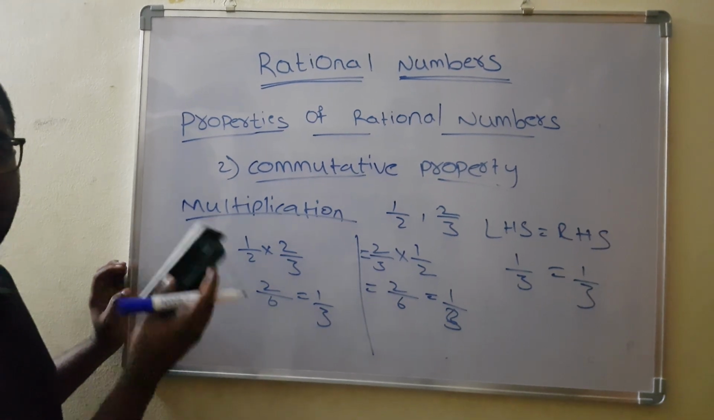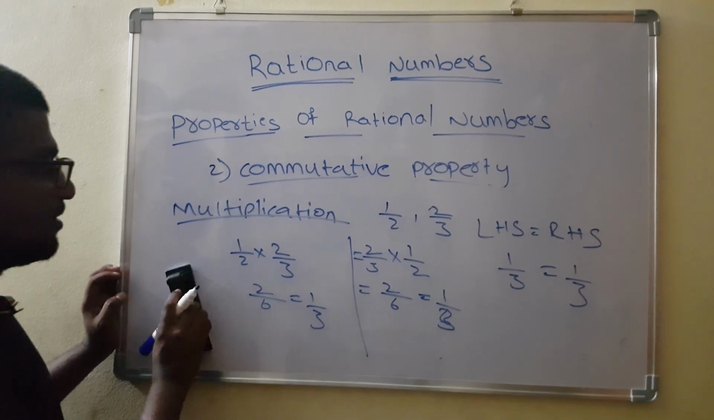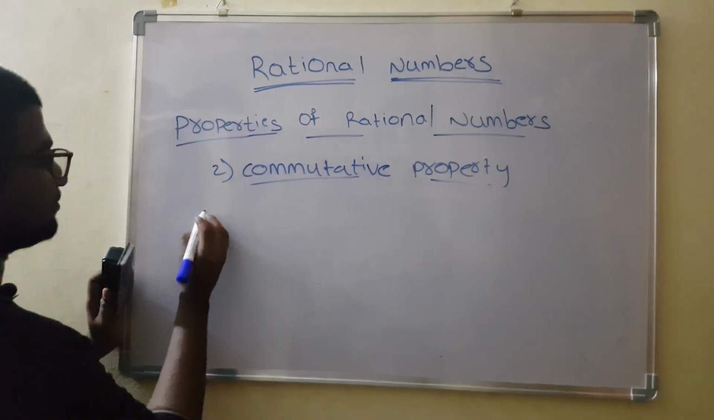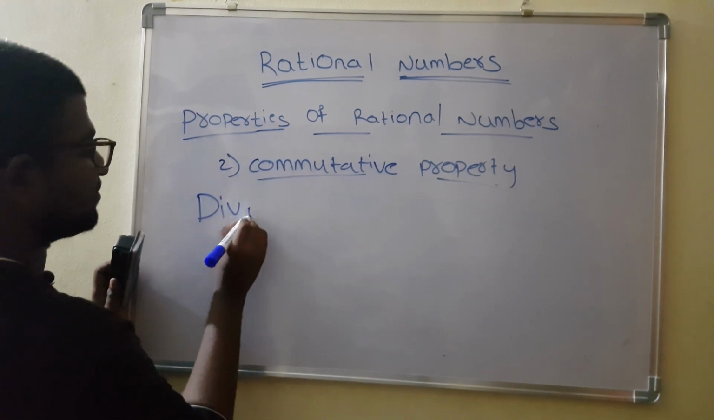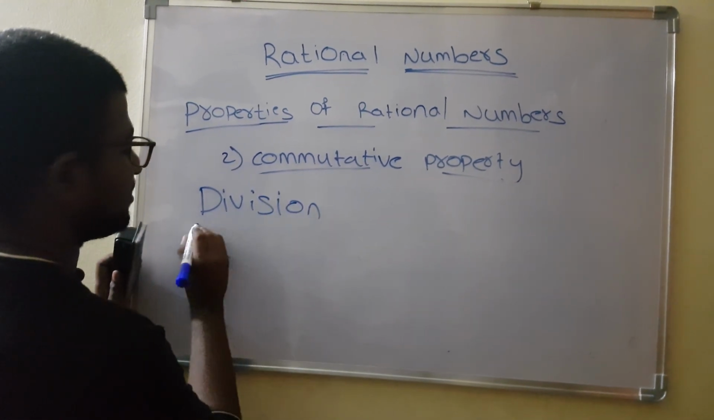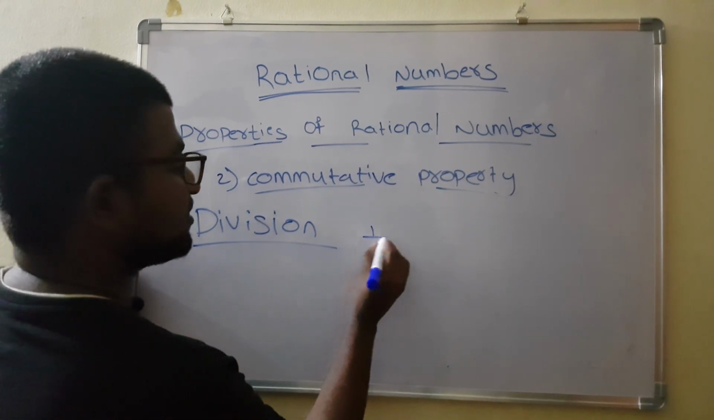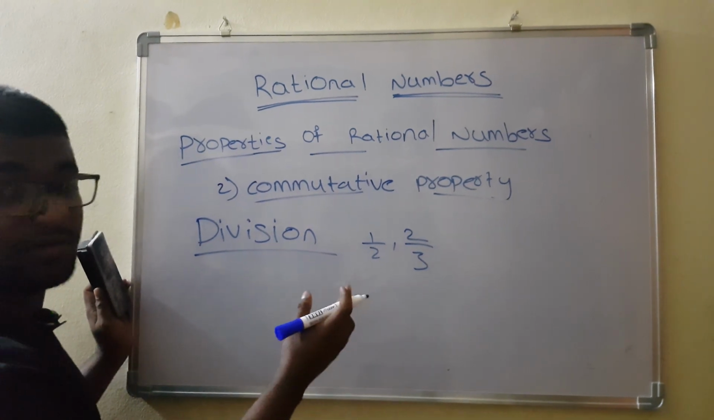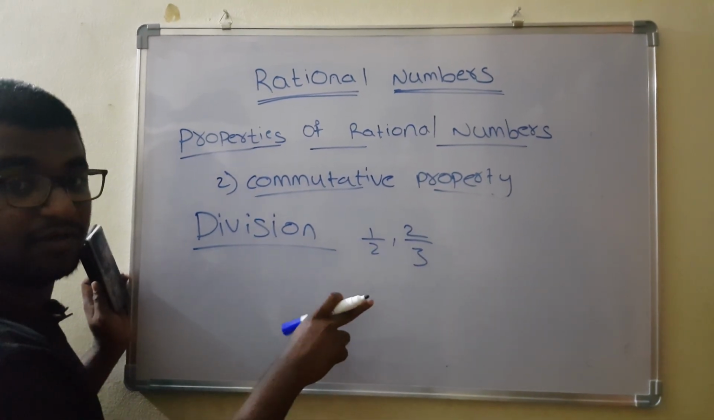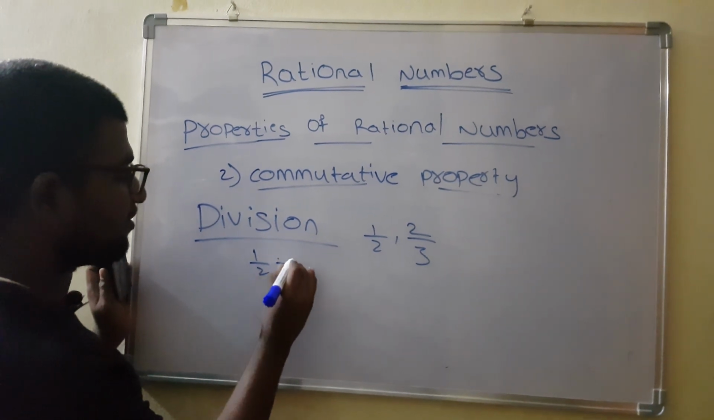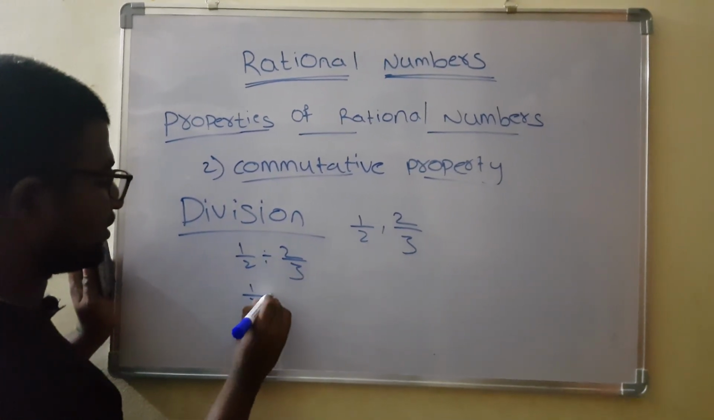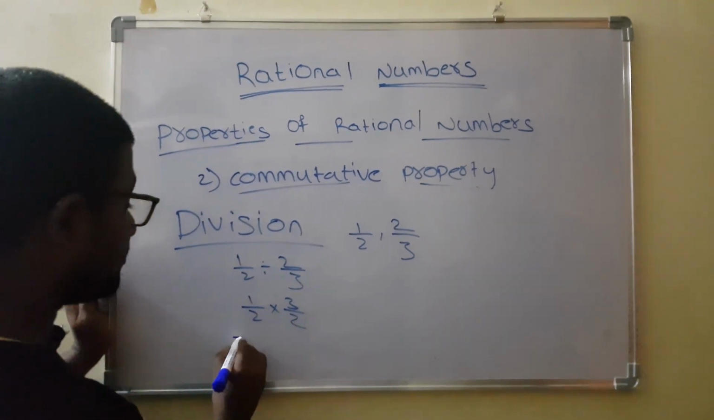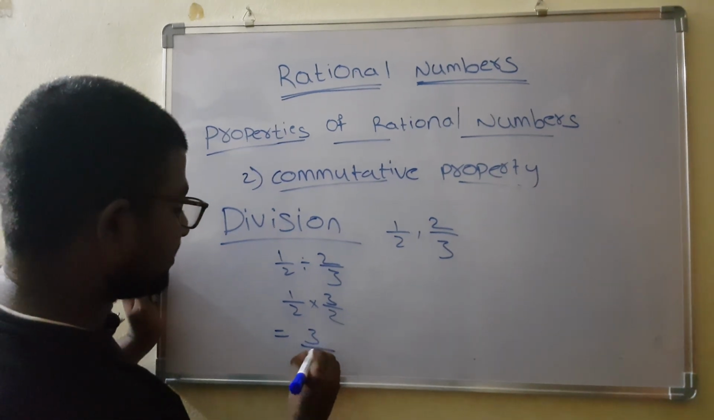We see whether the commutative property holds on division or not. Next, in division. Consider two rational numbers, that is 1 by 2, 2 by 3. By doing division of these two numbers, how do we divide these two numbers? By inverting any one number, we can do division. That is 1 by 2 divided by 2 by 3. That is 1 by 2 into 3 by 2. What do we get by multiplying these two? That is 3 by 4.